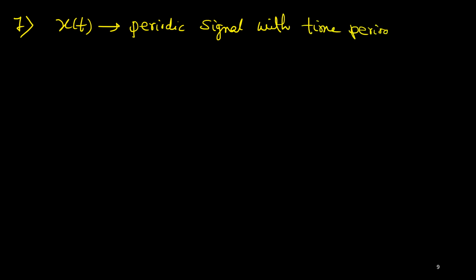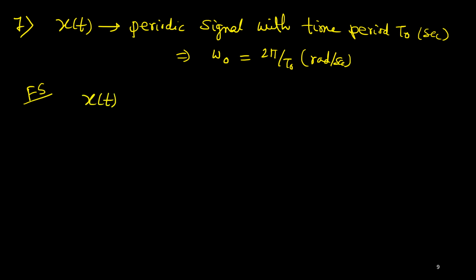Okay, now if I consider any periodic signal, x(t) is a periodic signal with time period T naught seconds, that implies the fundamental angular frequency is 2 pi upon T naught radians per second, and we can express this x(t) in terms of sinusoids using the Fourier series concept. So if I use Fourier series, then x(t) can be written as the summation of Cn times e to the power j n omega naught t, where n is from minus infinity to infinity.